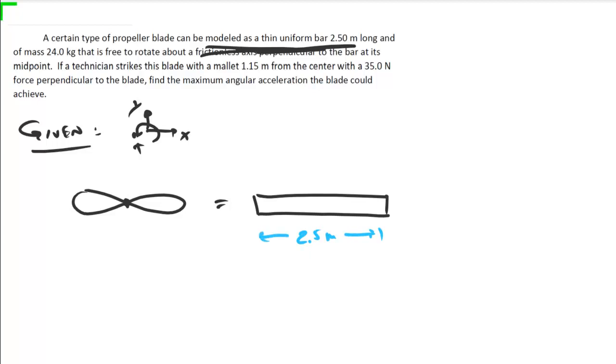2.5 meters there, and it's free to rotate about a frictionless axis perpendicular to the bar. So it's pinned right here, and it's allowed to rotate around, this way or this way, whatever. It's allowed to rotate around there, around its center, right? So that would be at 1.25 meters from one end here. So this is 1.25 meters.